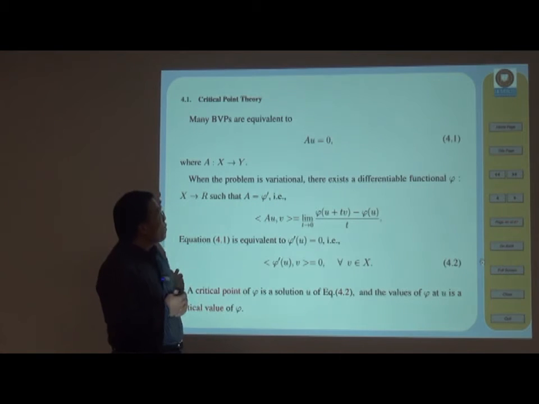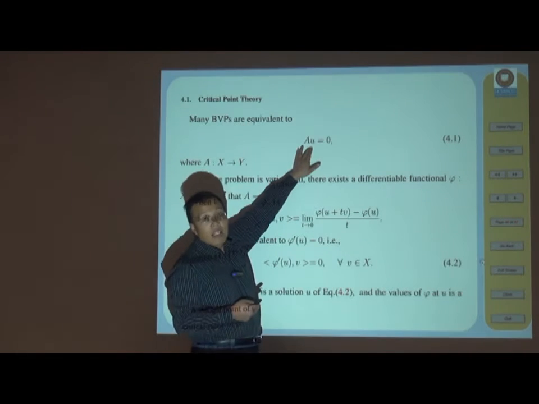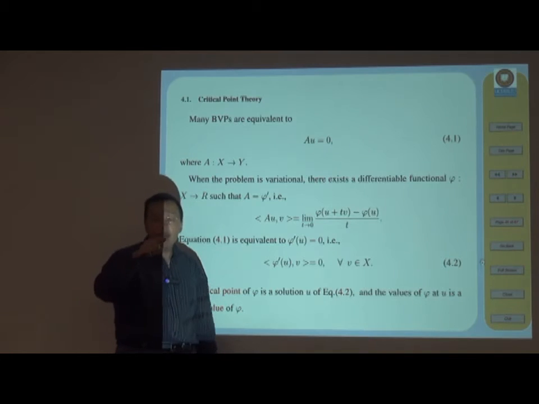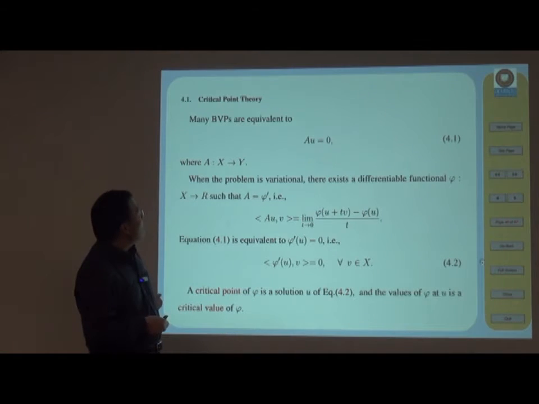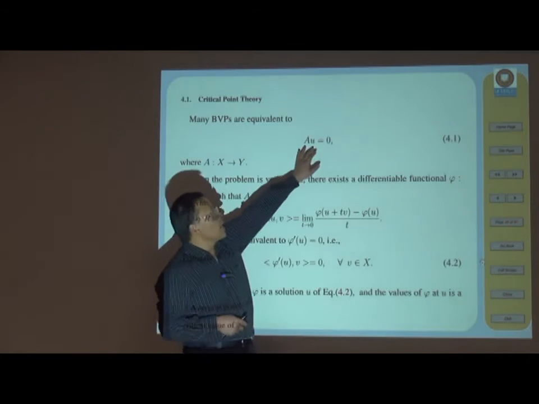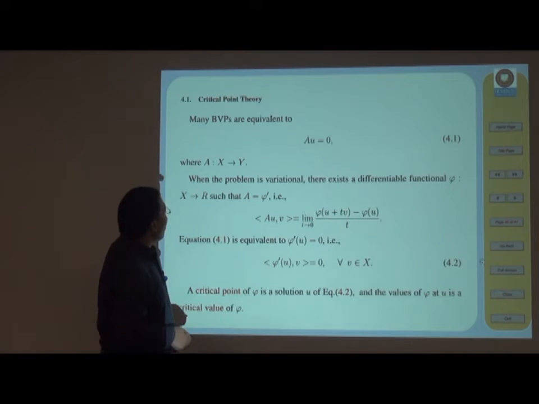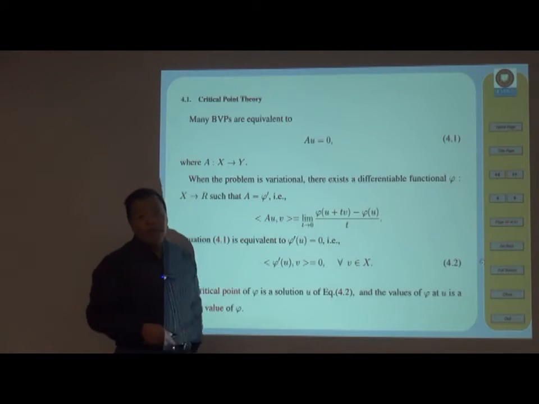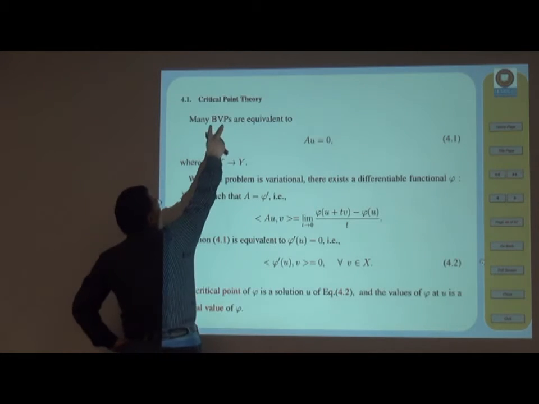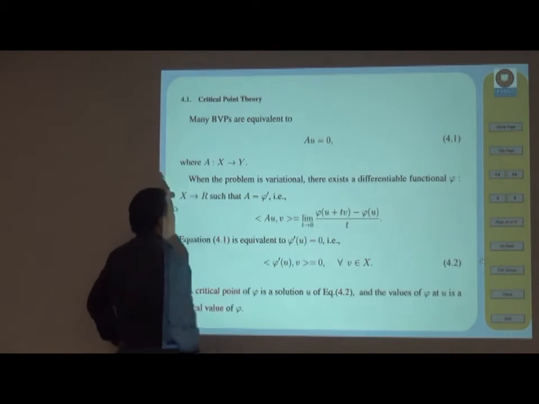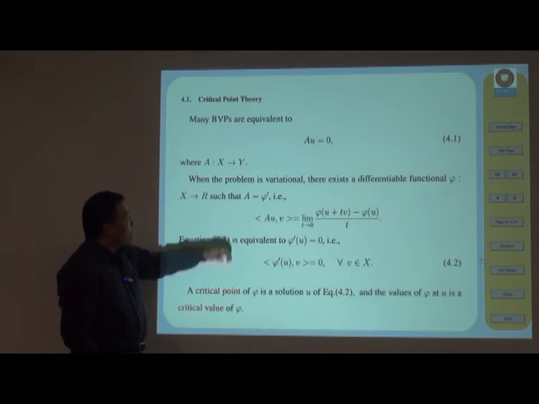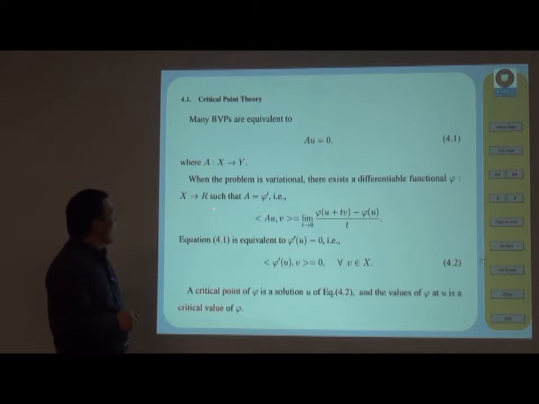Equivalently, if we set A equal to I minus T, then the boundary value problem equals Au equal to 0. Then we change the boundary value problem as this and this. And when the problem is variational, there exists a differentiable functional phi from X to R such that A equal to phi prime.